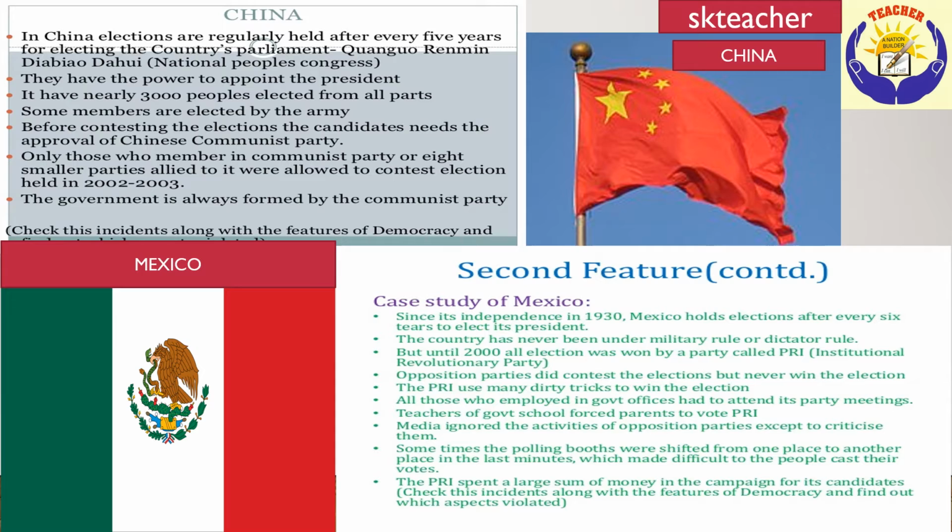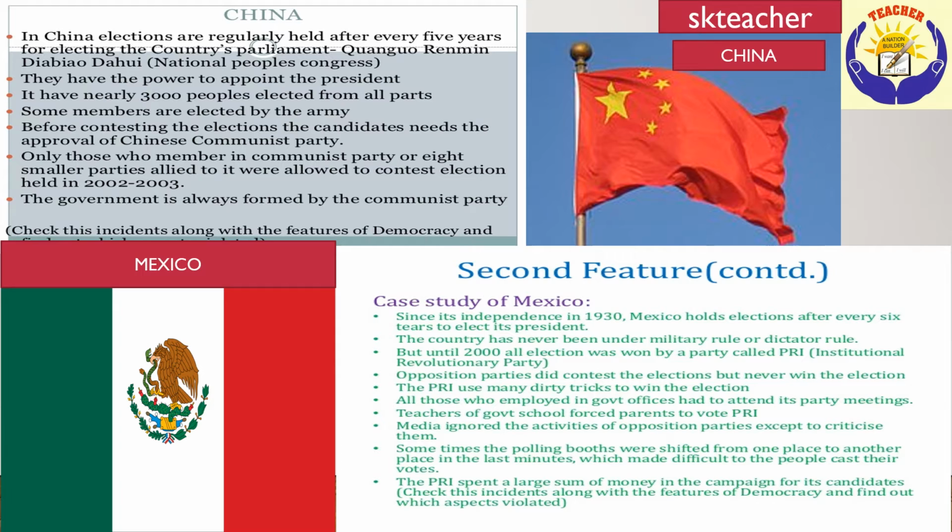Before contesting the elections, the candidates need the approval of the Chinese Communist Party. Only those who were members of the Communist Party or 8 smaller parties allied to it were allowed to contest the elections held in 2002-2003. The government is always formed by the Communist Party. So through this example, we come to know this nation has only one single party. With that single party, elections are conducted.